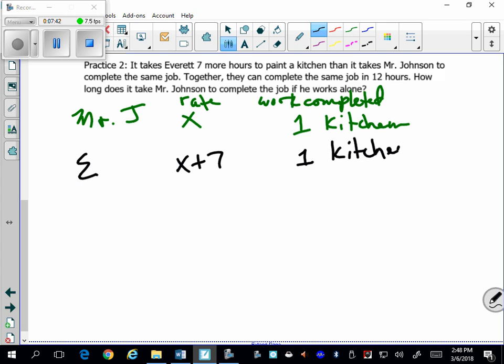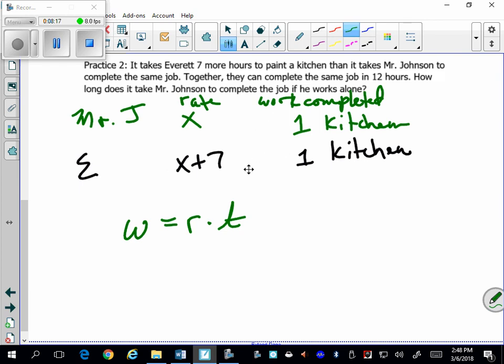The general formula that I'm going to want you to know, it's very similar to the last problem. It's the amount of work being done equals the rate times time. So we have the rate here is x and x plus 7, and the work completed is 1 over 1. We don't know how much time it takes. So x is what we don't know. We don't know how much time it takes Mr. J to do 1 kitchen. And once we do, then we'll just add 7 and we'll know how long it takes Everett to do it.